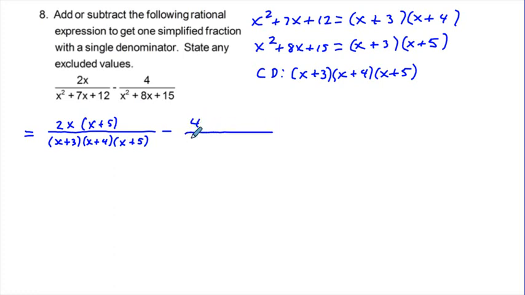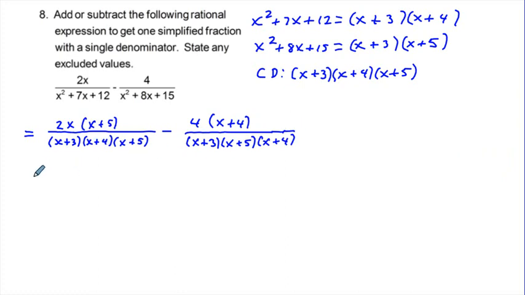And then our original denominator is this second one here, which is the quantity x plus 3 times the quantity x plus 5. And what is missing from this? Well, our x plus 4. So now we have x plus 4. But we have to likewise multiply our numerator by the quantity x plus 4. And so now we have two fractions with a common denominator.